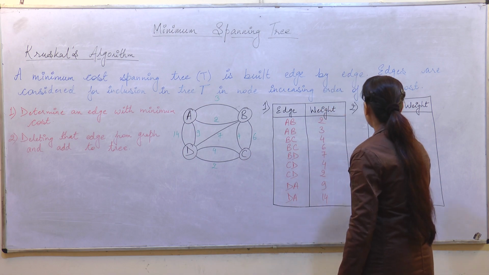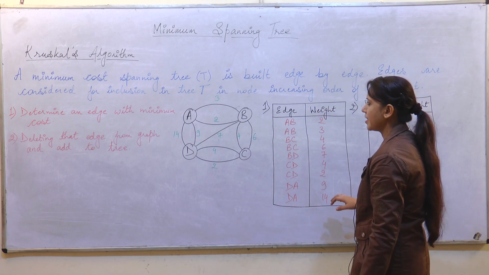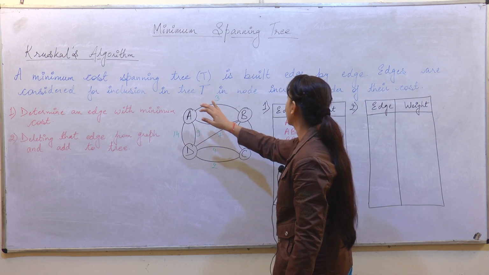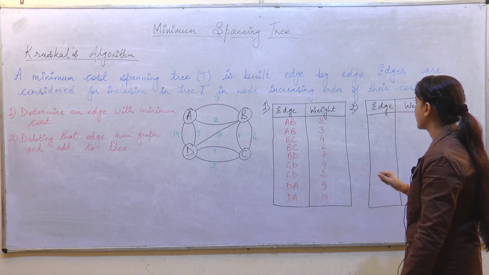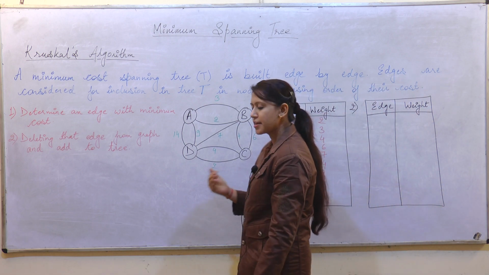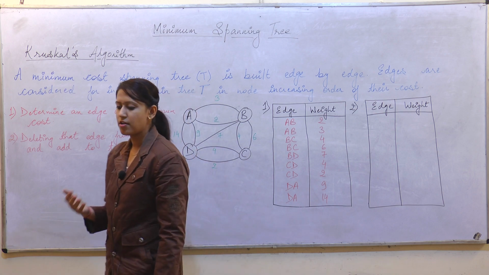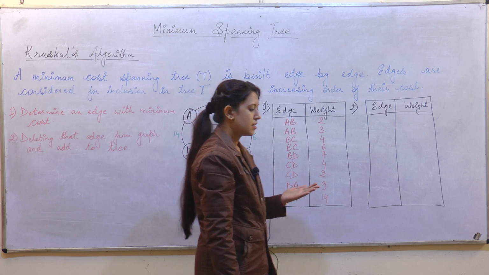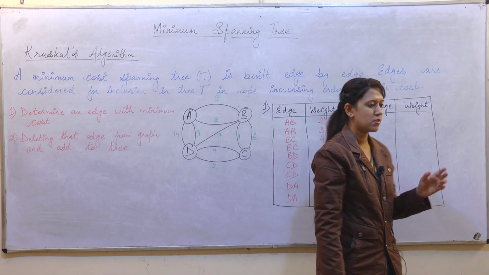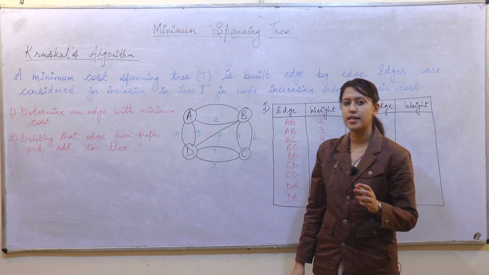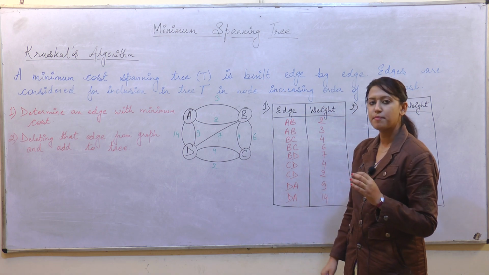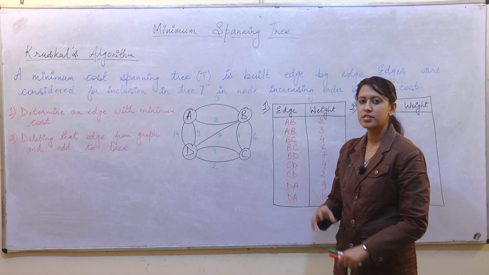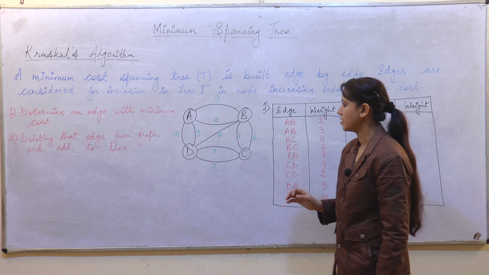The edges are included in that tree, which is denoted by capital T, and the nodes are put in the increasing order of their cost. Increasing order of their cost means the nodes are considered in increasing order of cost. So the first node that will be considered will be of minimum cost, then the next node will have a cost higher than the previous node.